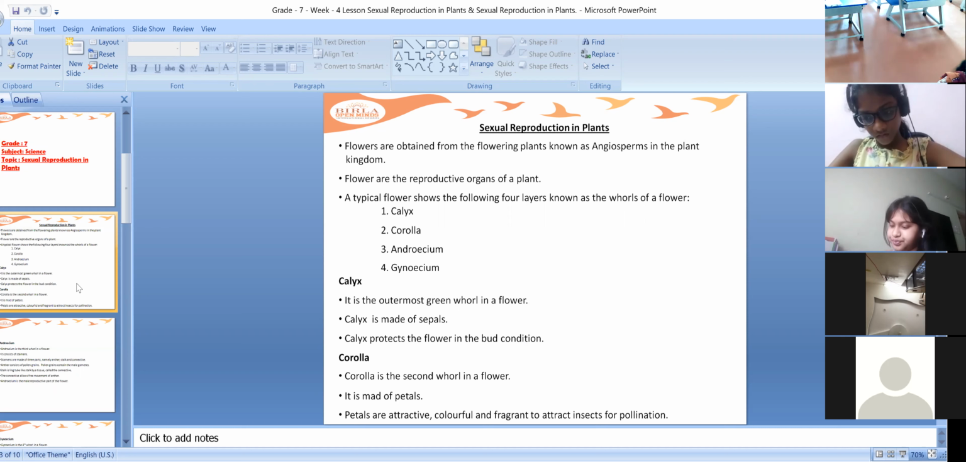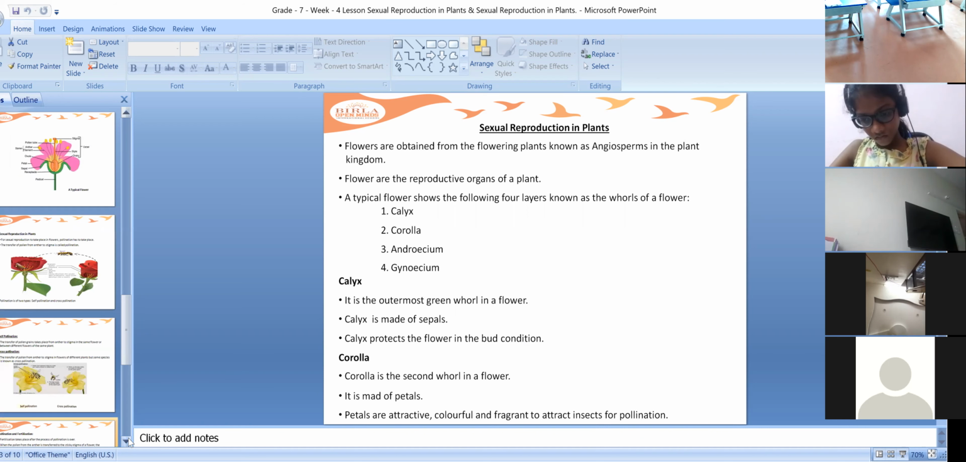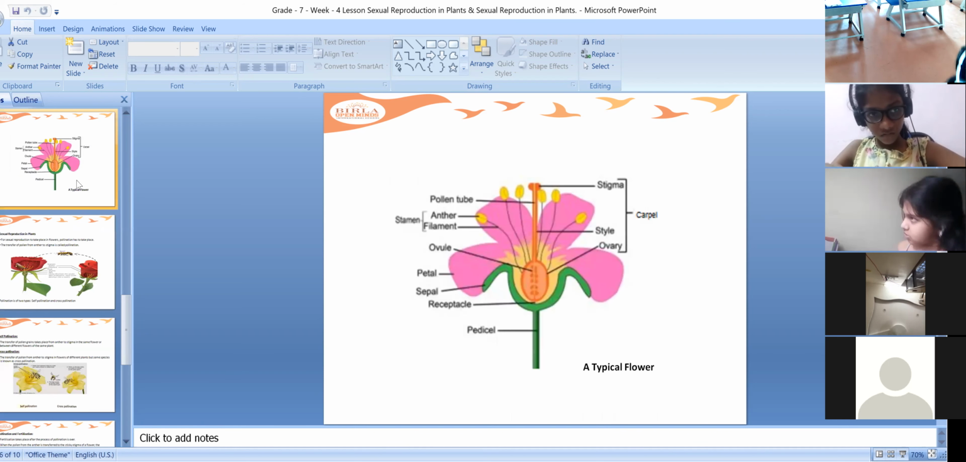Now coming to the next part, corolla. This corolla is the second whorl in a flower. It is made up of petals. If you see in the flower, you can see the pink color petals. So these are the petals and this is the sepal.